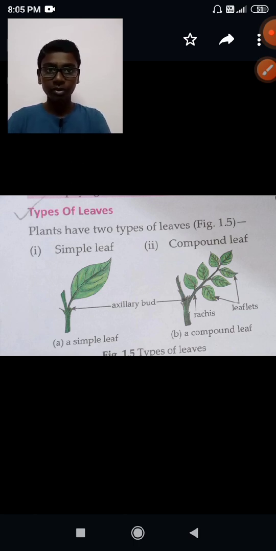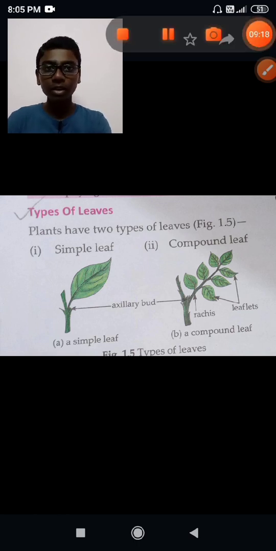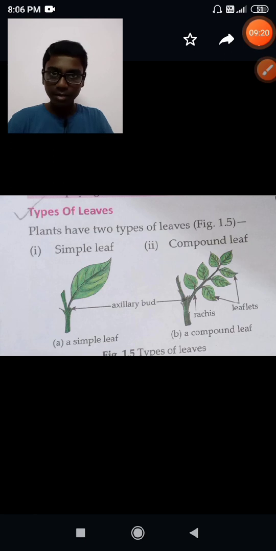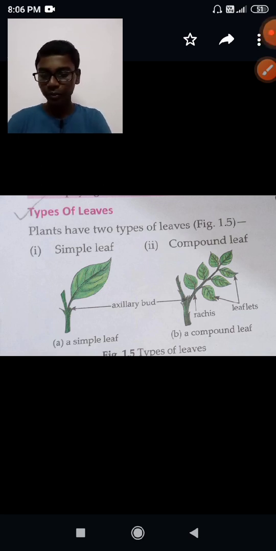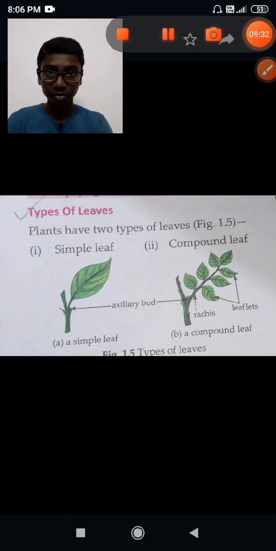types of leaf. Now we are going to know how many types of leaf there are. Mainly there are two types of leaf: one is the simple leaf, another is the compound leaf. Now we have to know what is the simple leaf.